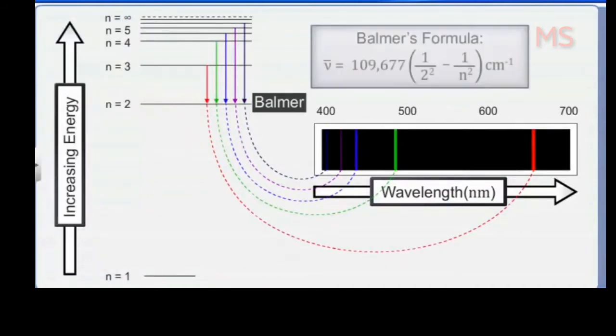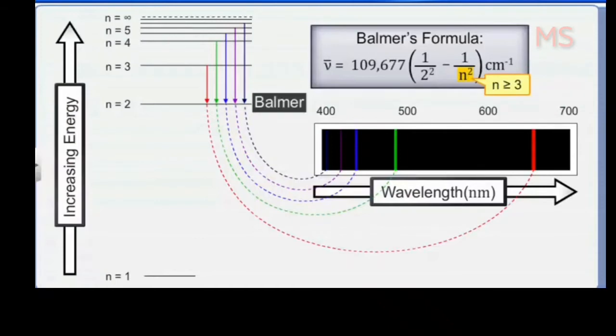Balmer showed that if spectral lines are expressed in terms of wave number, then the visible lines of the hydrogen spectrum obey the formula wave number, nu bar, equal to 109,677 multiplied by (1 divided by 2 square minus 1 divided by n square) per centimeter. Here, n is an integer equal to 3, 4, 5, etc.